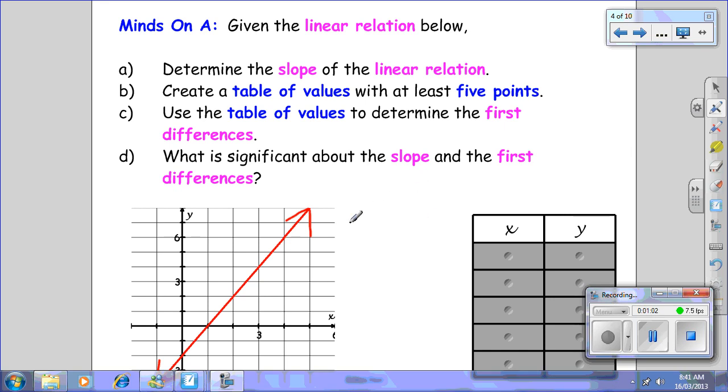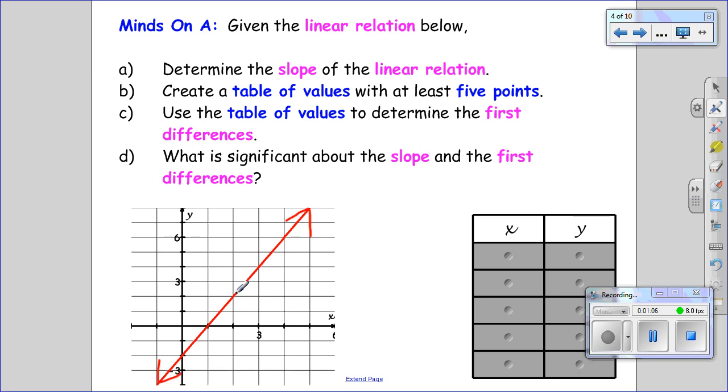First of all, to find the slope, the easiest thing to do is pick two nice points that go through the grid really well. Maybe this point here, and we'll do this point here. It doesn't matter which 2 points you pick. And the idea, we need to go from one point, drawing a horizontal line straight across, to another point, drawing a vertical line straight up.